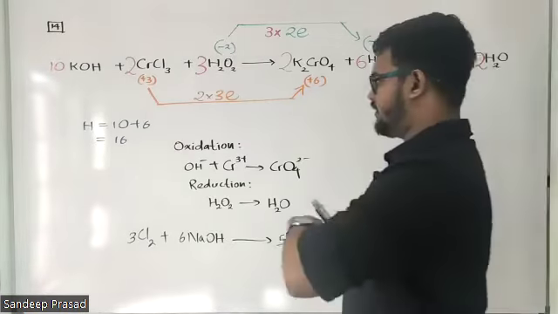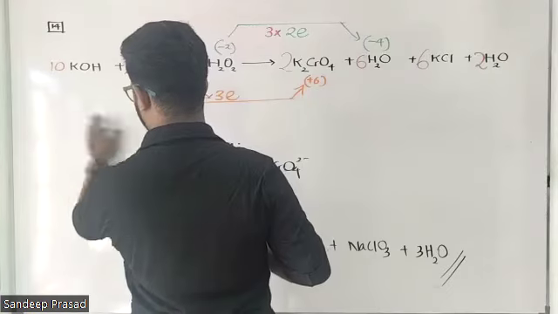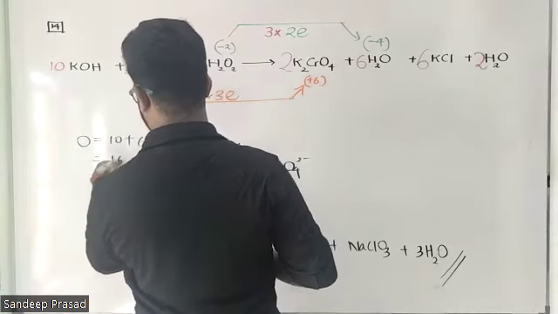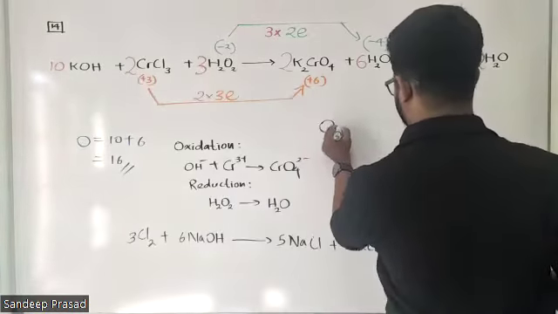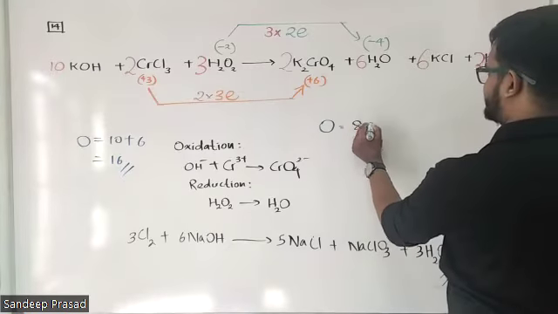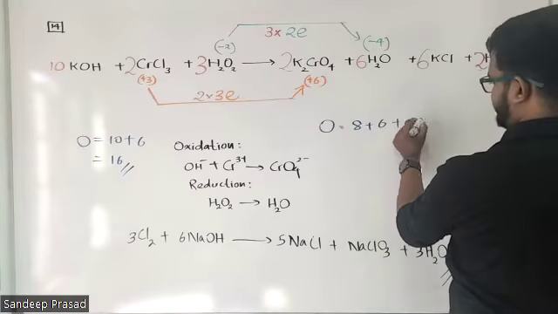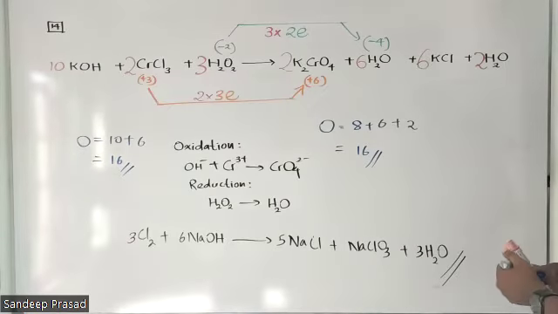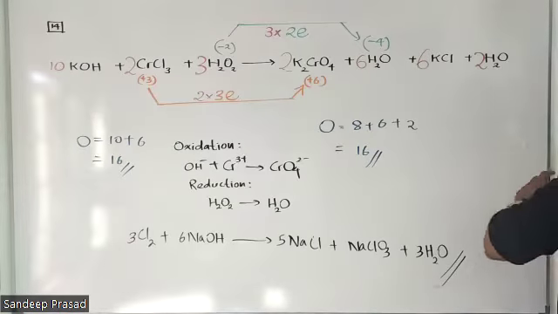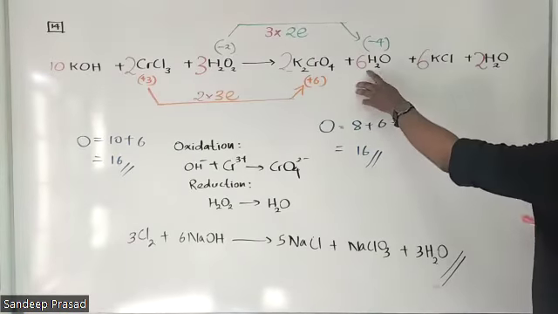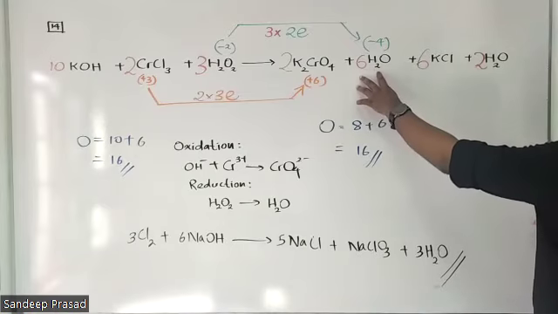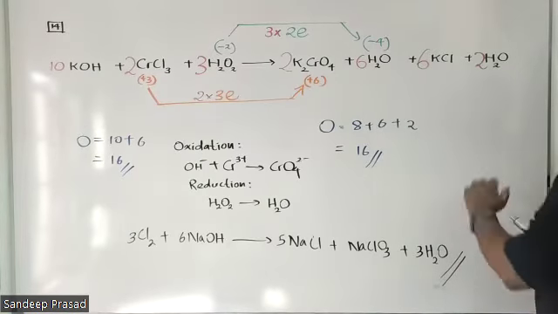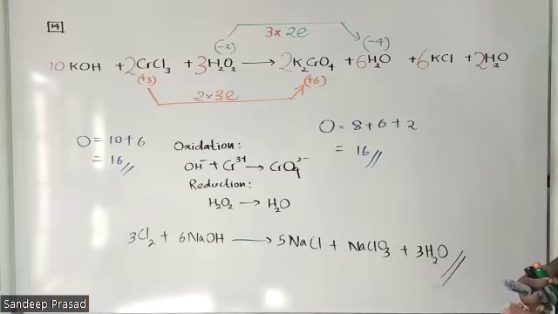Now count the oxygen atoms. 10 here, 6 here, 16. And here we can see that 2 into 4 is 8. And here 6, 2 here, and then 16. The reaction is balanced, right? If you want, finally you can add them. The water molecules make 6H2O, 2H2O. You can write that directly as 8H2O, right?